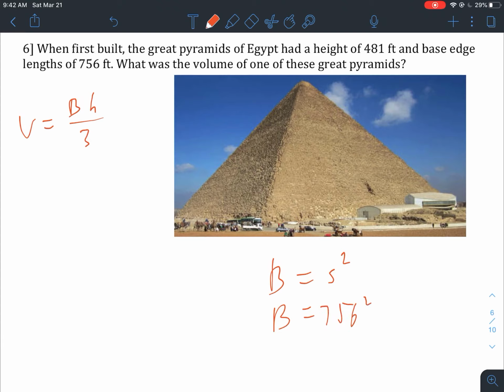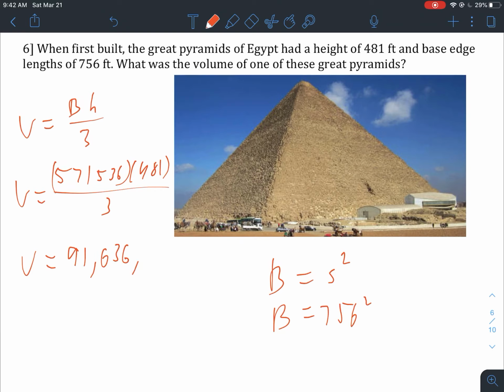Hope you're ready for some large numbers. We get B to be 571,536. The height is 481. Typing that in, we get our answer of 91,636,272 cubic feet. It's a lot of feet.